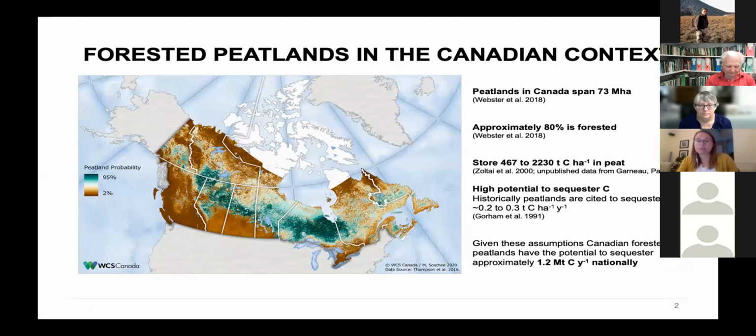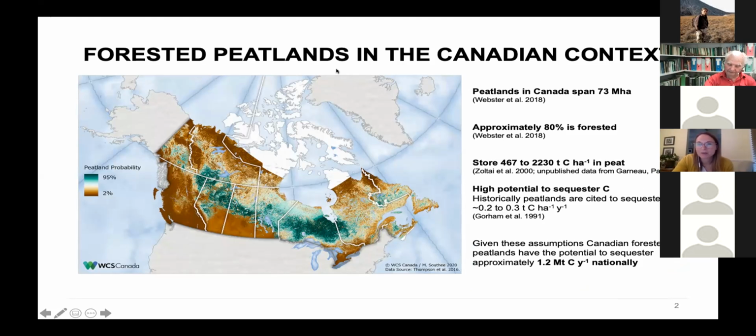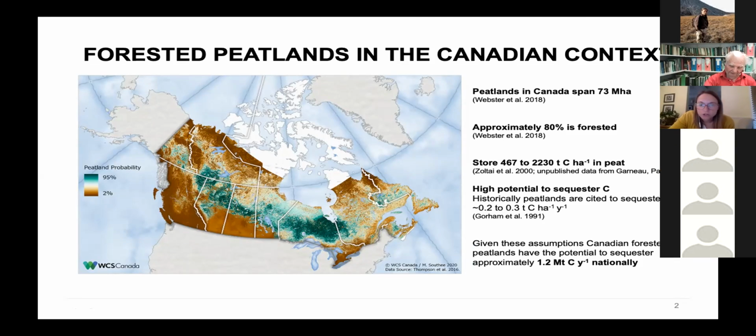So peatlands cover a very large portion of the boreal forest here in Canada. As you can see from the map here, the green areas are the peatland areas, and about 80% of this is forested peatland. I don't have to convince you that peatlands have a high capacity to store and sequester carbon. It's generally accepted that peatlands sequester about 0.2 to 0.3 tons of carbon per hectare per year. And so given these conditions, Canadian forested peatlands have the potential to sequester about 1.2 million tons of carbon annually, but we know that these conditions are changing.